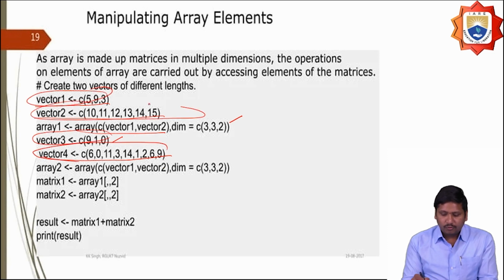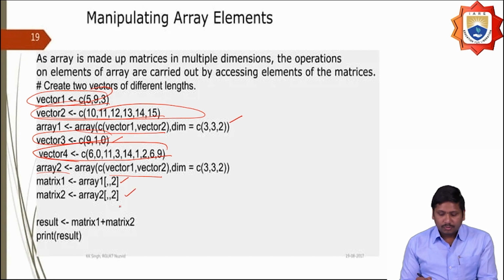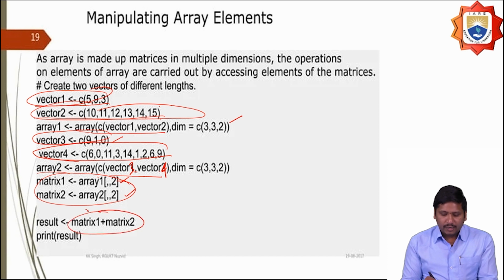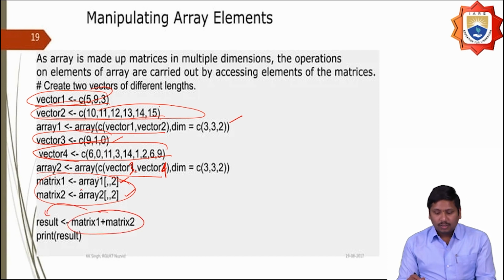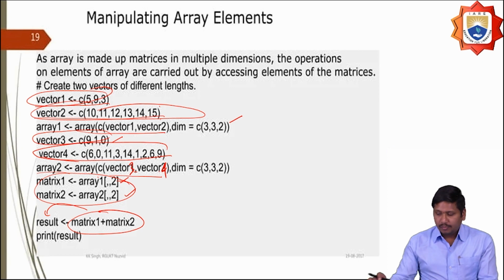So finally I'm taking the 4 vectors here, and in array 2 I'm going to store vector 3 and vector 4. Then matrix 1 is array 1 and matrix 2 is array 2. This is the array of vector 1 and vector 2, and for array 2 it should be vector 3 and 4. Finally, I take matrix 1 and matrix 2, add them, and store the result. Like this I can manipulate the array elements.